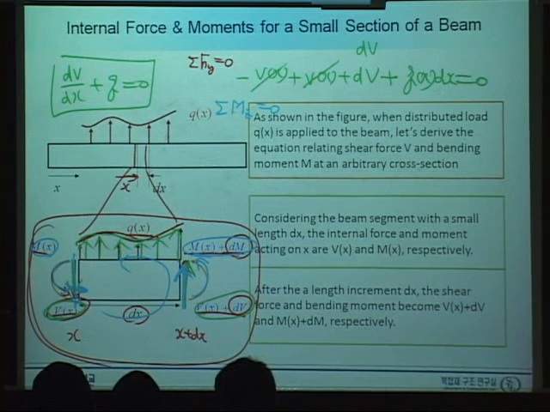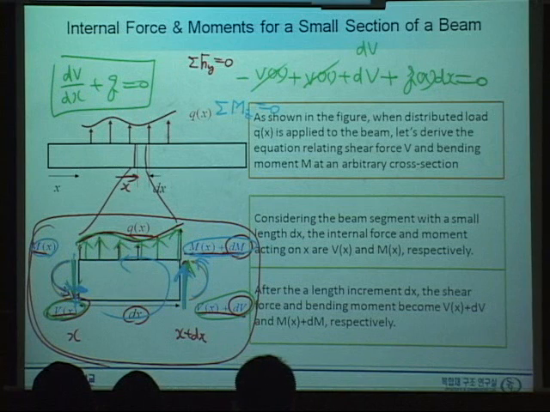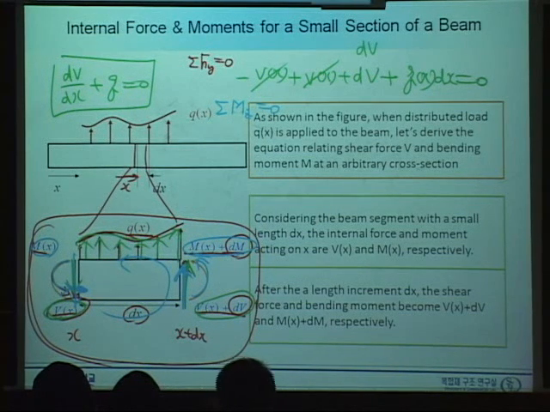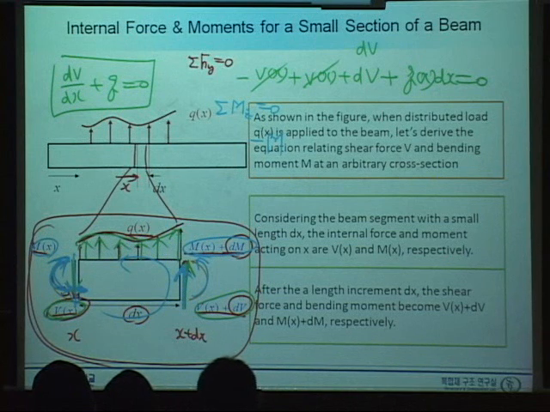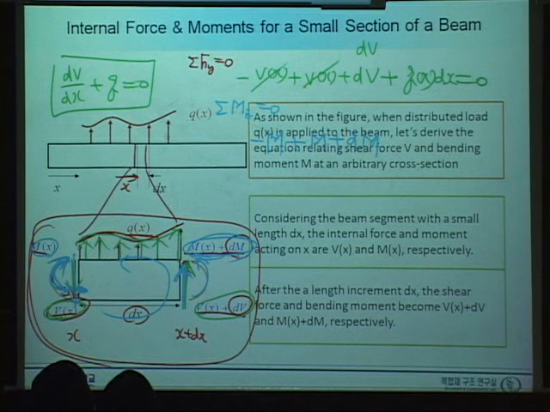Okay, sorry, this sign is this way, right? So moment, and we have the minus M here, and plus moment M plus dM, which comes from this.